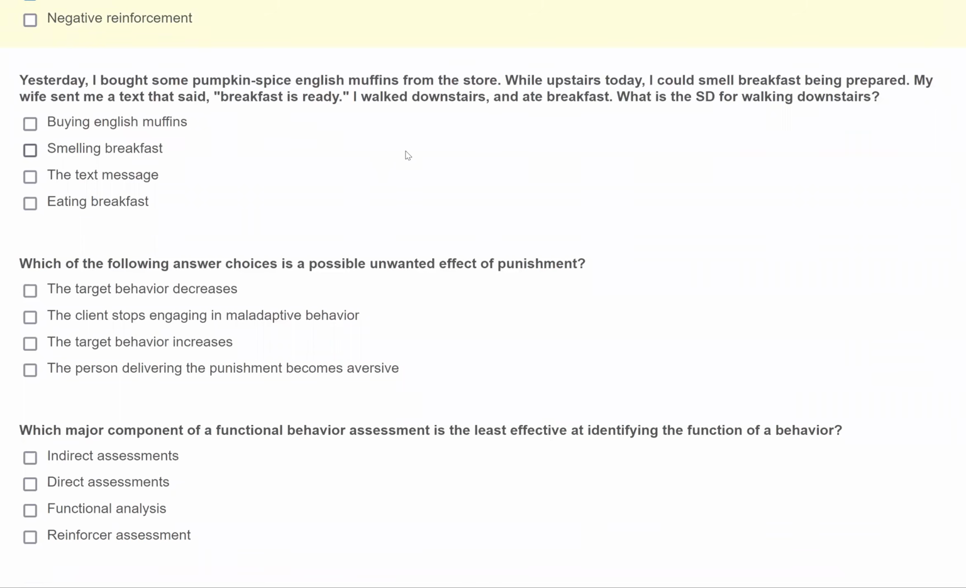Yesterday, I bought some pumpkin spice English muffins from the store. While upstairs today, I could smell breakfast being prepared. My wife sent me a text that said breakfast is ready. I walked downstairs and ate breakfast. What is the SD for walking downstairs?